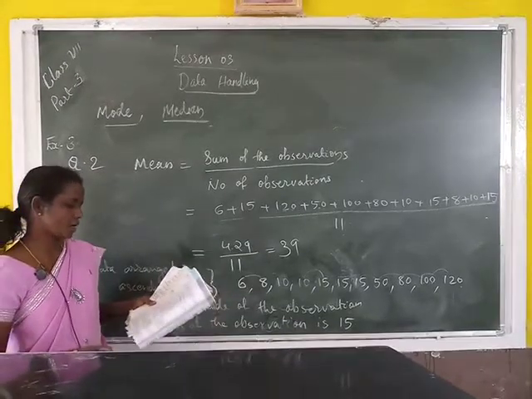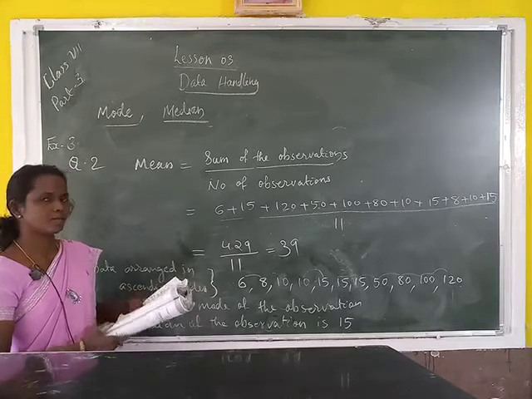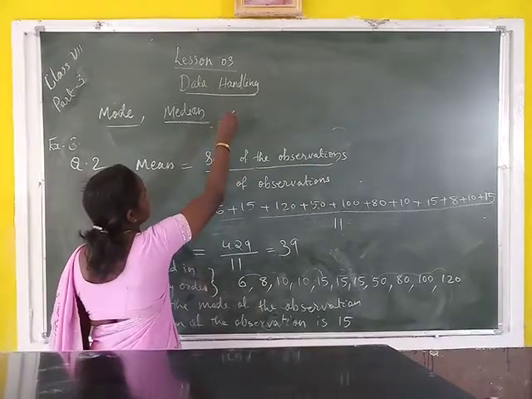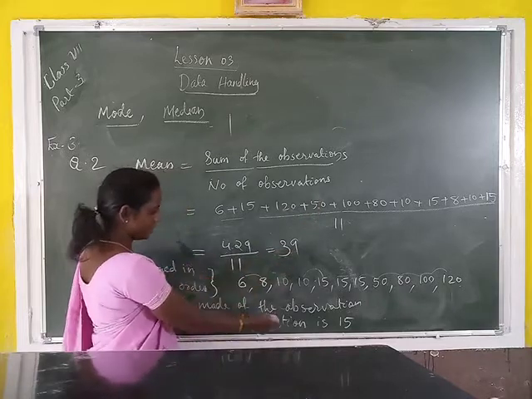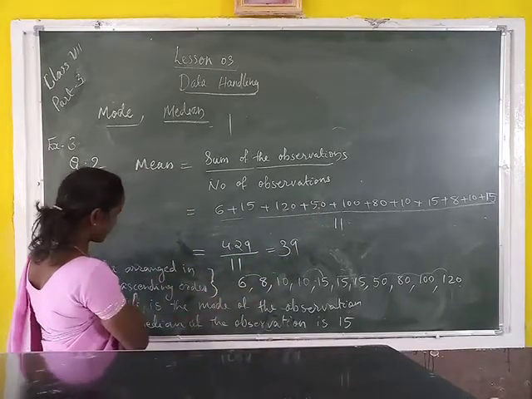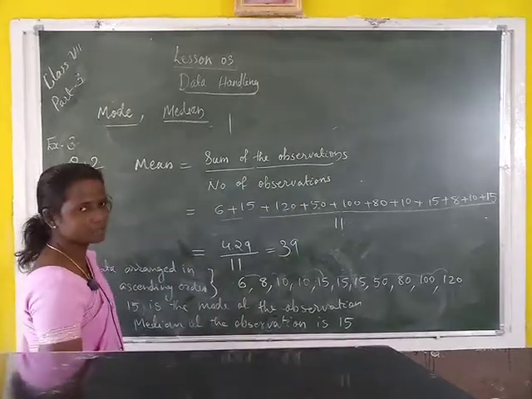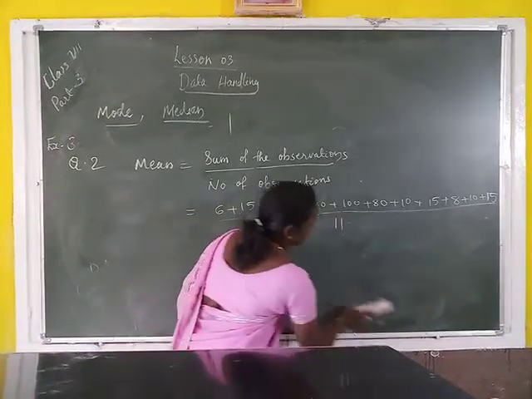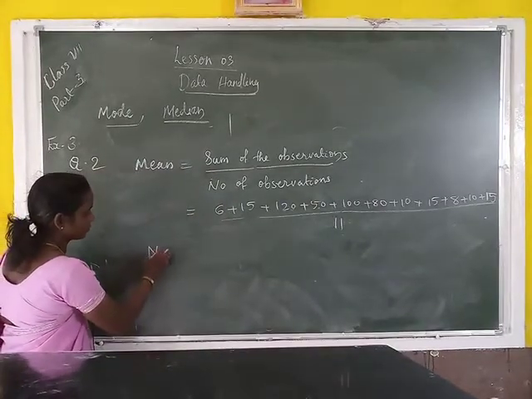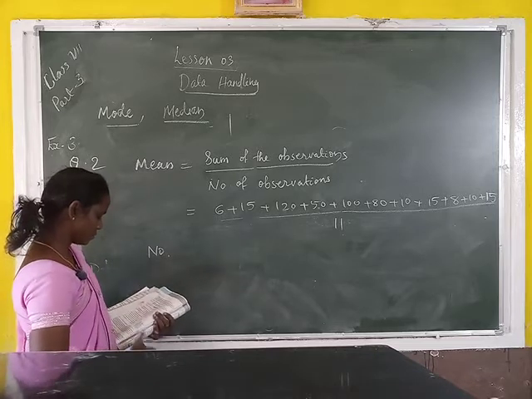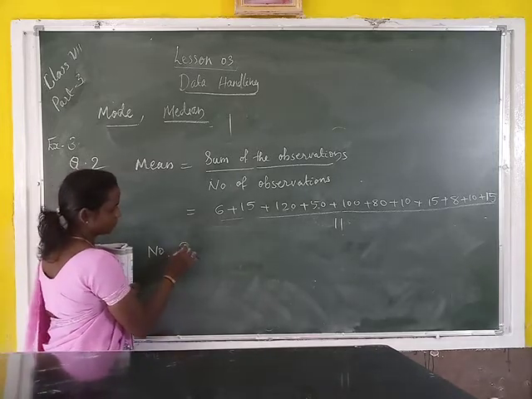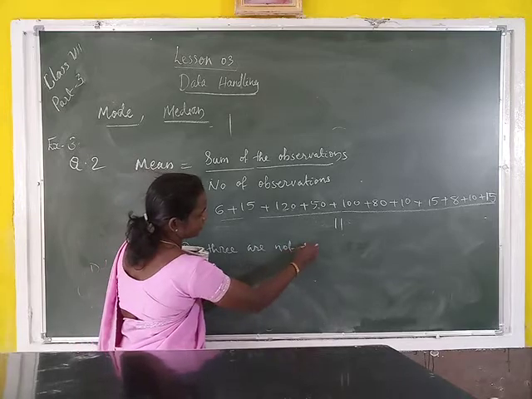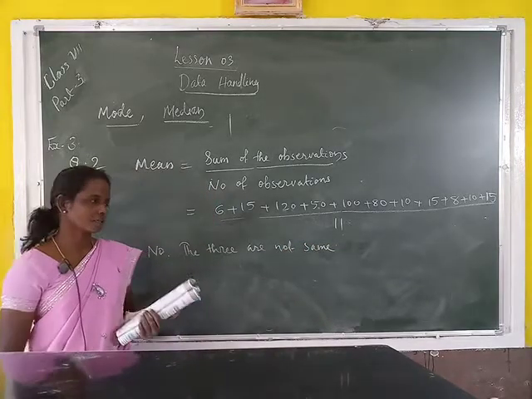Then what is the question here? Find the mean, mode and median of the data. Are the three the same? No. So what is the final answer? The mean is 39, but the mode is 50 and the median is also 50. Are these three the same? No. The three are not the same.